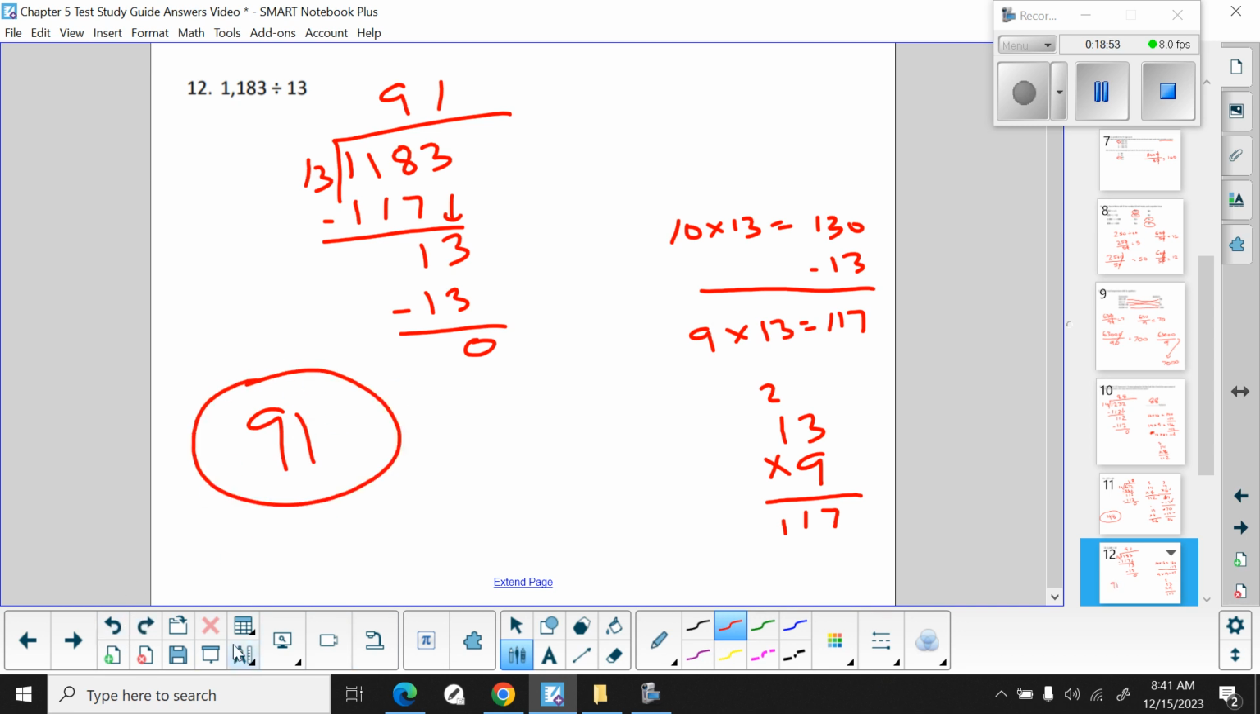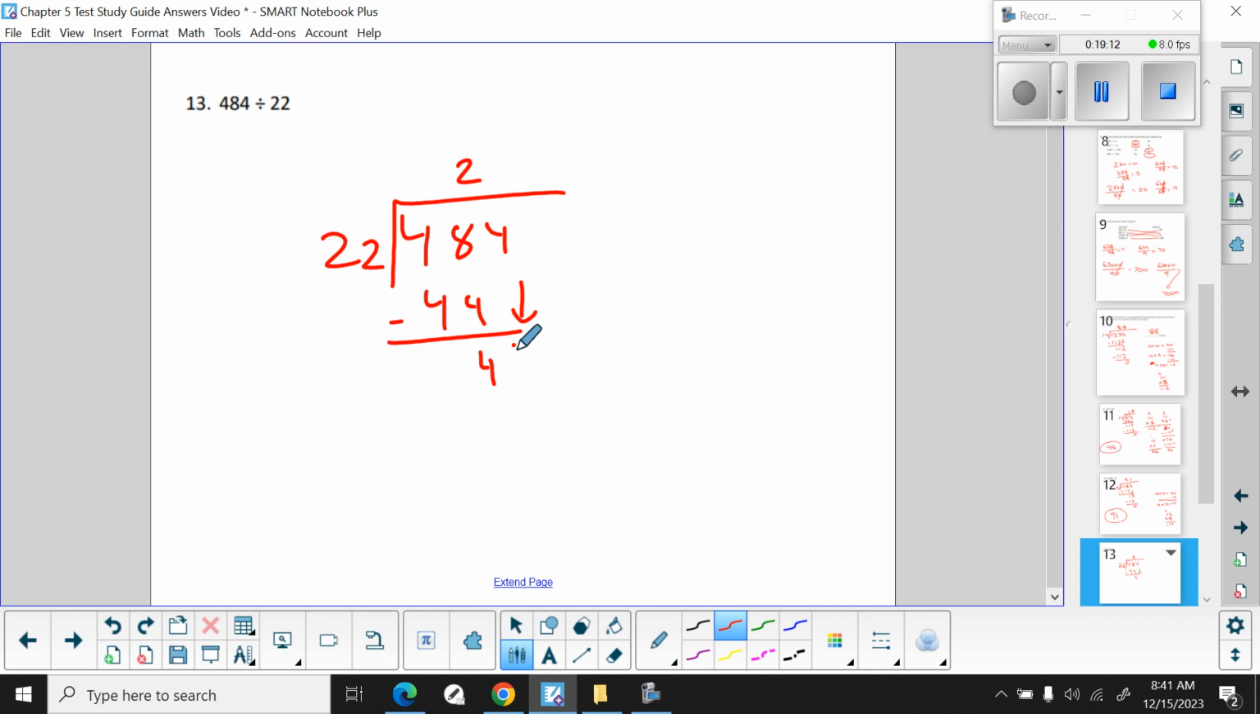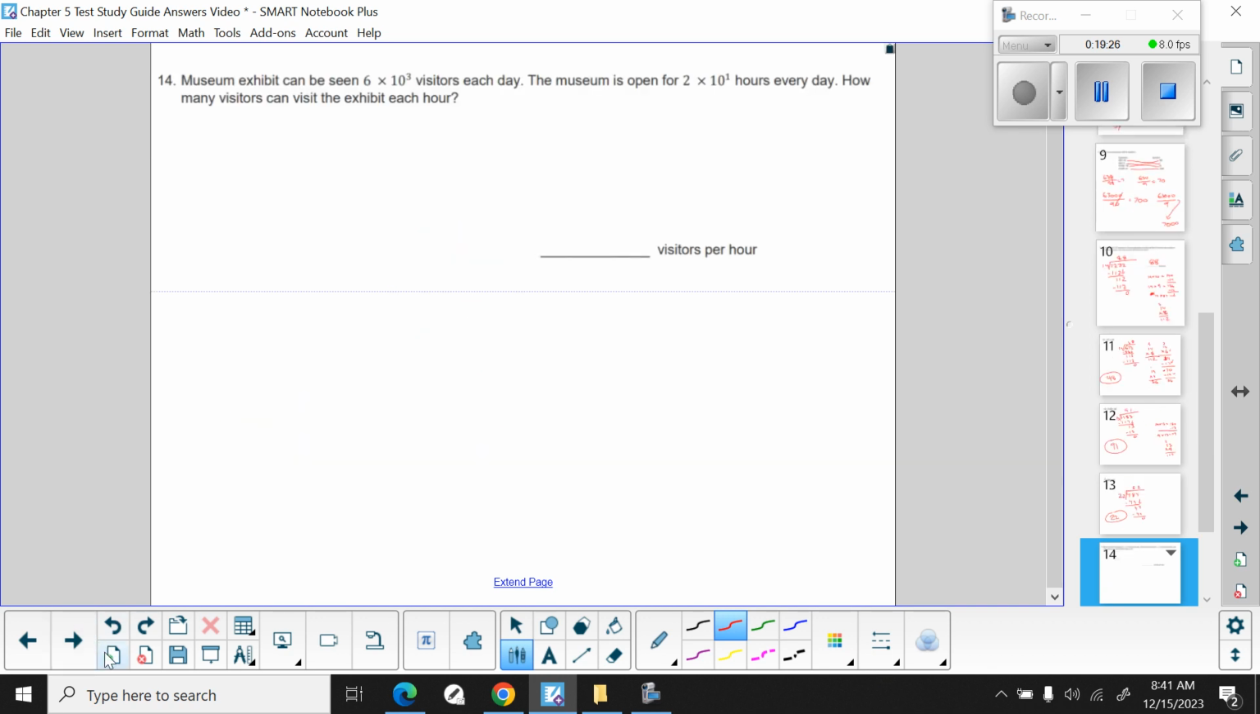91 times. Number 13. 484 divided by 22. Well, 22 goes into 48 2 times. 2 times 22 is 44. So my remainder is 4. Bring down this 4, and I have 22 goes into 44. Well, we already did that. 2 times 22 is 44. Subtract. I have no more remainder. The answer is 22.